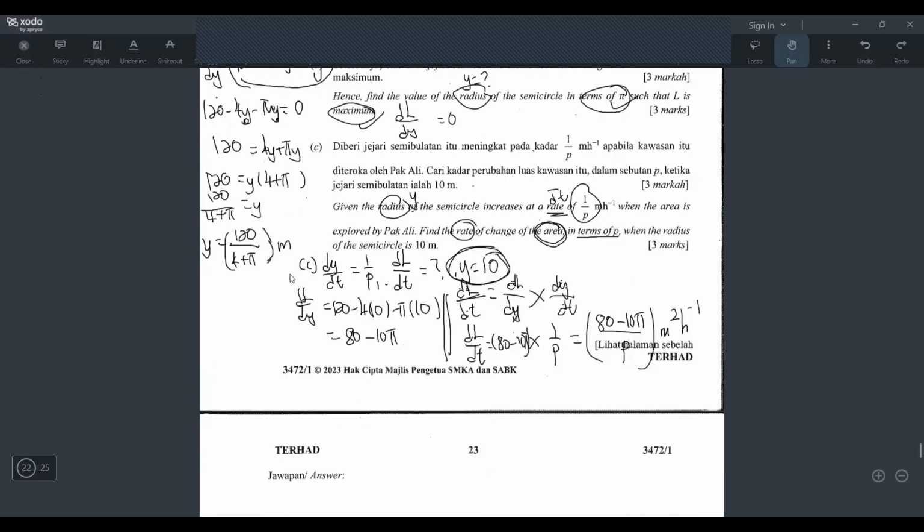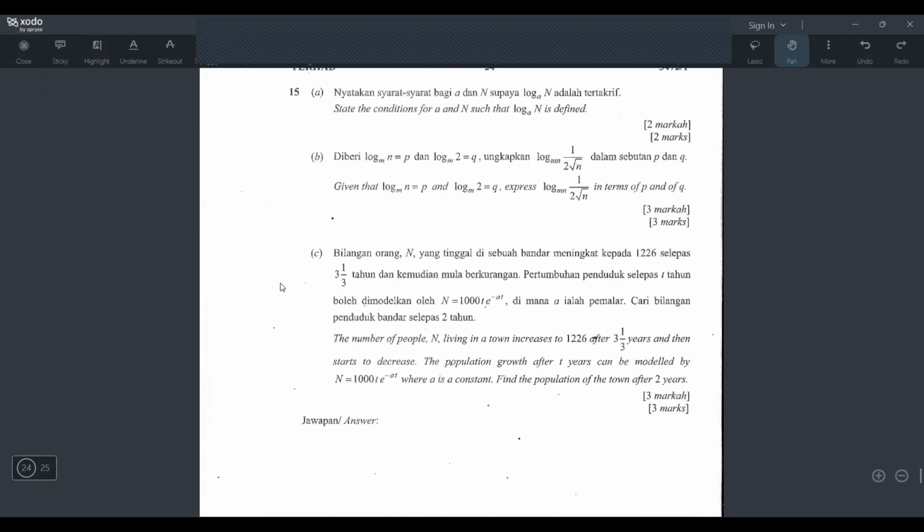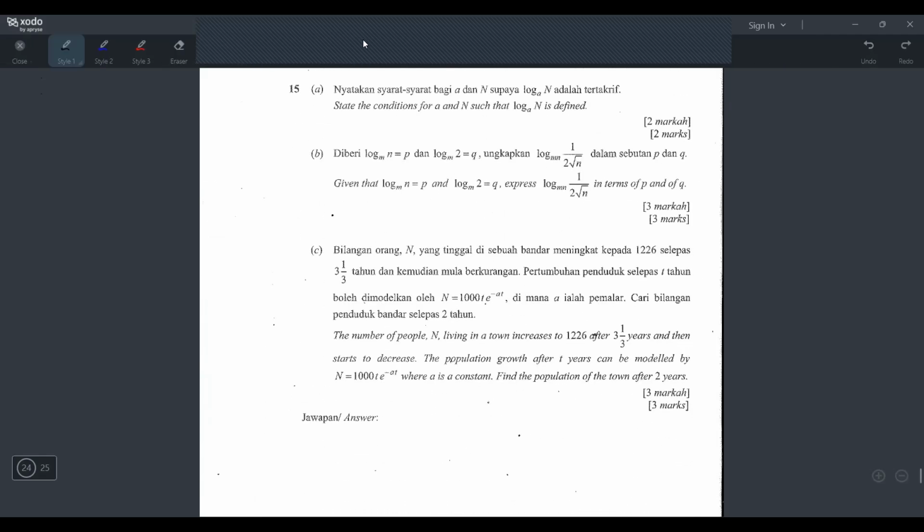All right, 14 done. Now we are at our last question, number 15. Let's read the question. State the condition for a and n such that log n base a is undefined. All right, the log base and the log number always have to be positive. So what is the condition here? a must always be positive, and n also must be positive. Okay, that's the condition.